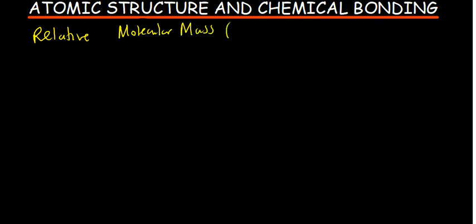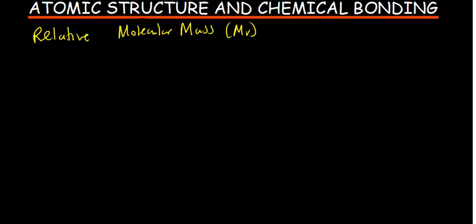For this one, the symbol is capital M, small r. What is relative molecular mass? When you're talking about relative molecular mass, it is simply the total of the relative atomic masses. Relative molecular mass is adding the relative atomic masses.